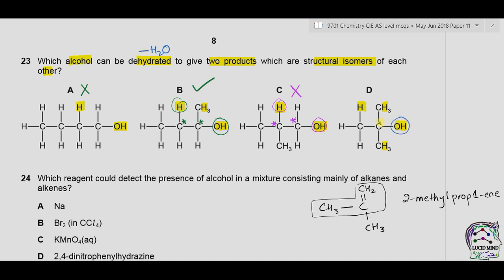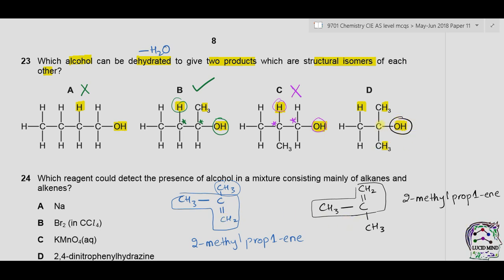Now if we remove OH from this carbon and hydrogen from this carbon, then the product will be like this: CH3, C, CH3, double bond CH2. Again we have 3 carbon atoms in the long chain including the double bond. On the second carbon atom a methyl group is attached, so it will be 2-methylprop-1-ene. As the naming is the same, these two products are actually the same product.